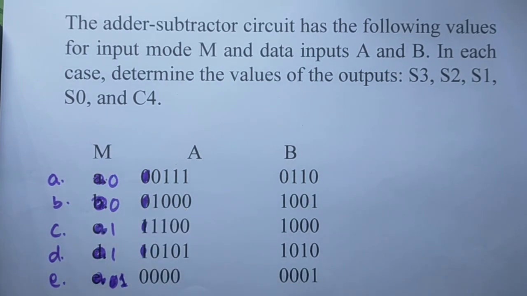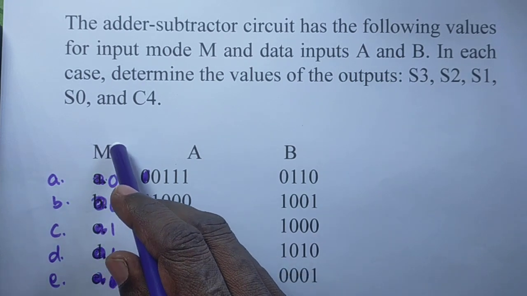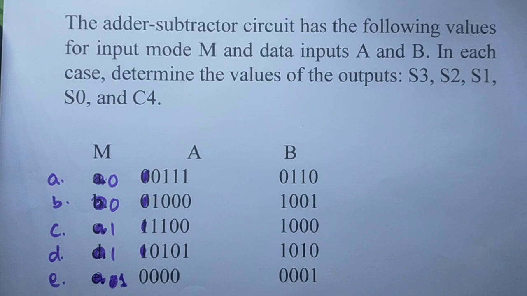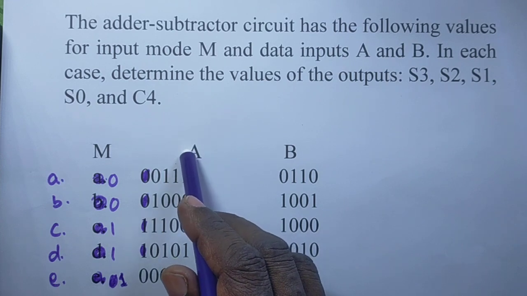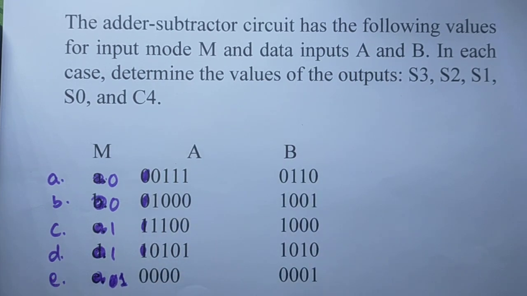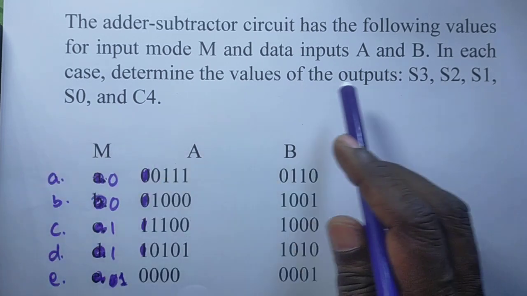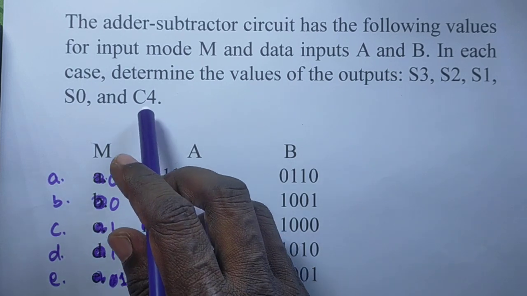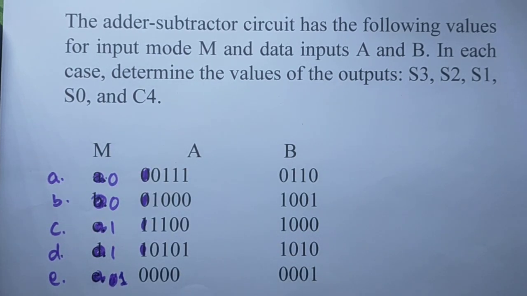If it is 00, I will tell you a very simple way. If M, or mode, is 0, then the two variable values or operand values will be added. If it is 1, then the two values will be subtracted. And if it is added or subtracted, then the sum of values will be represented as S0, S1, S2, S3, like this, and the carry bit also comes out through S4.